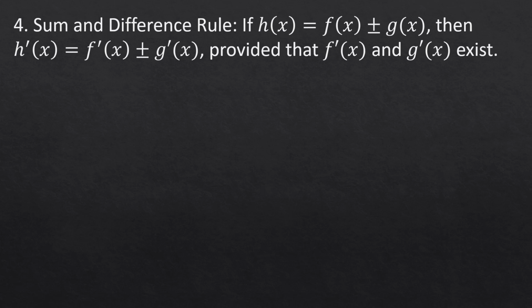Just take note that when we talk about the sum and difference rule, it is all about the combination of not just two functions but two or more. Okay, so let's say we have p of x is equal to negative x raised to 2 plus 2x raised to 5 minus x, or let's say minus 3x.